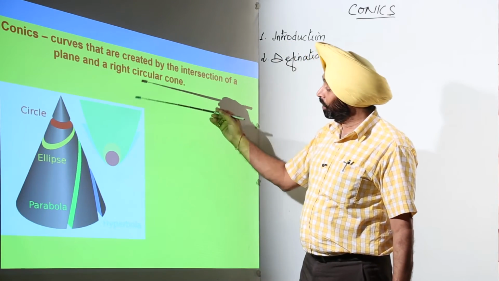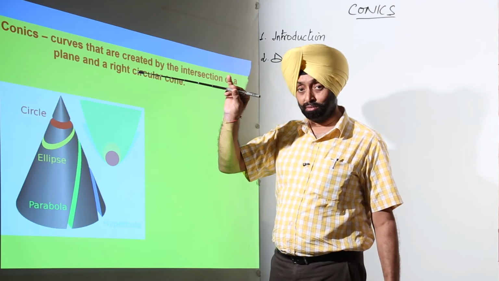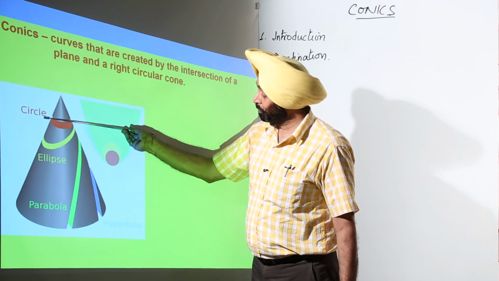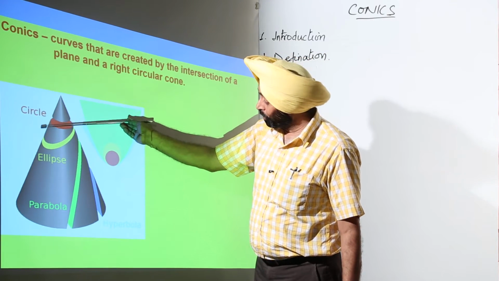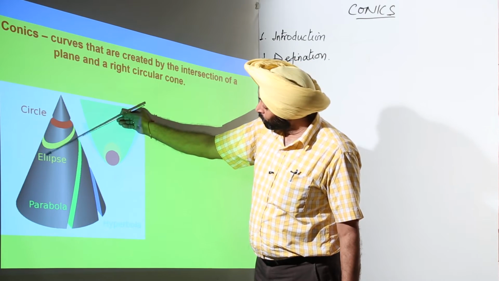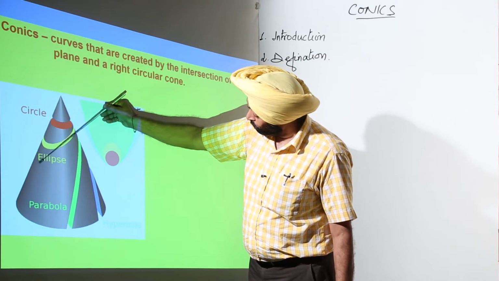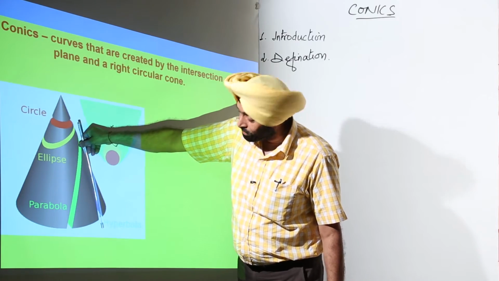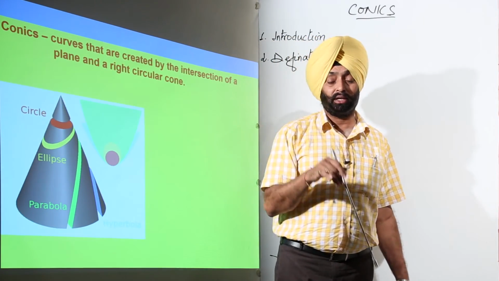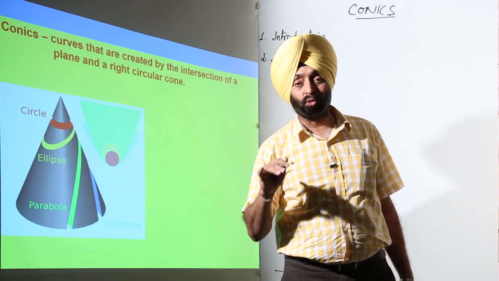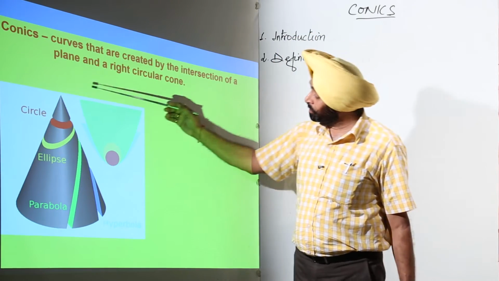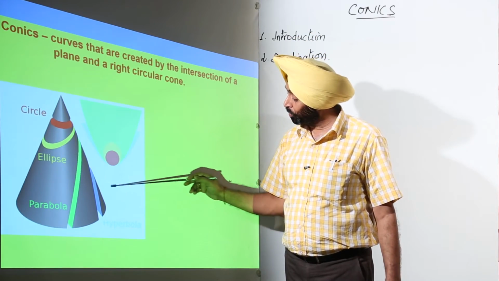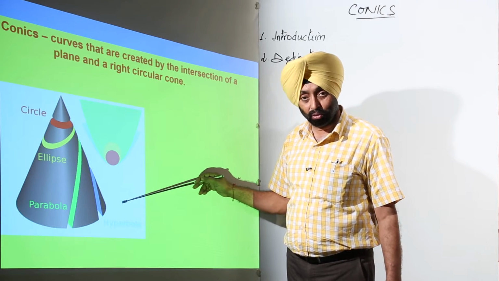For example, suppose this is a plane. Now the angle of the plane becomes like this, and it goes like this, and then from here it goes like this. So, intersection of a plane with a double napped right circular cone generates different figures, and these figures are circle, ellipse, hyperbola, parabola, all these things.